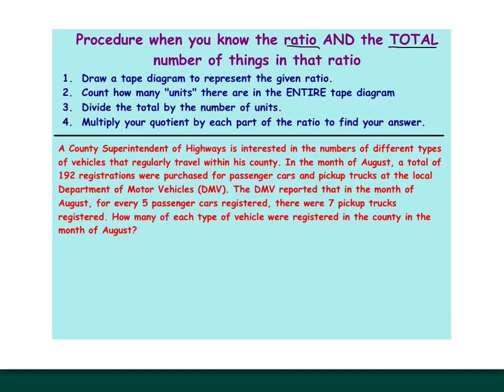So we want to find out how many of each type of vehicle were registered in the county in the month of August. It was near the end that I recognized a ratio given to me. It told me for every 5 passenger cars registered, there were 7 pickup trucks. So my ratio would be 5 to 7. My first step is going to be to draw a tape diagram to show this ratio.